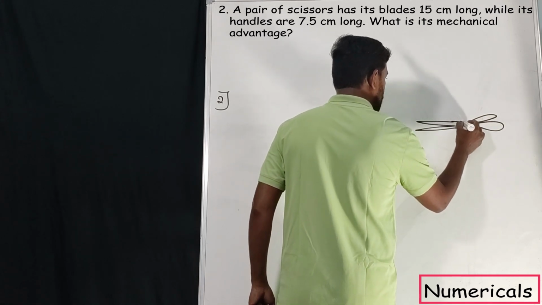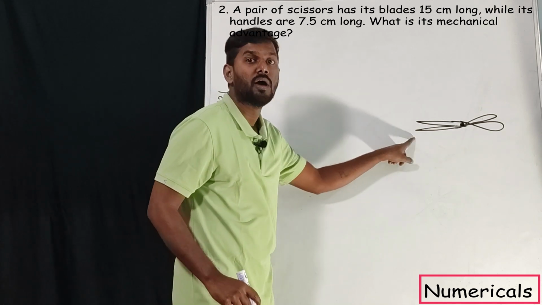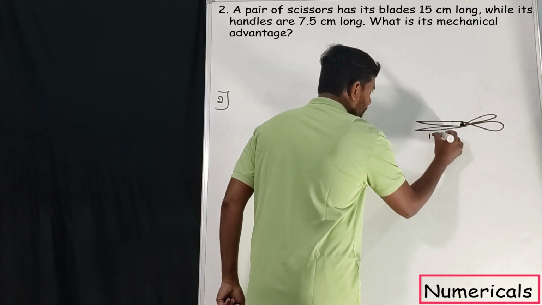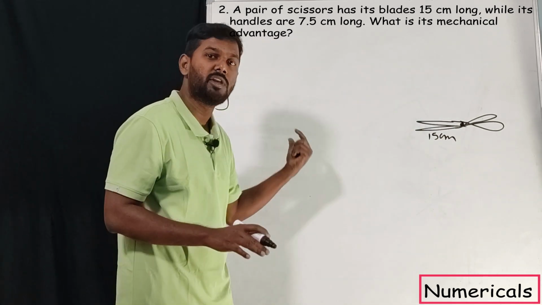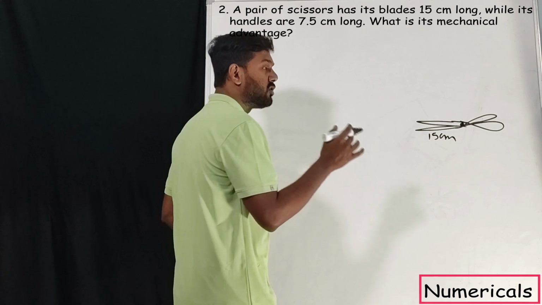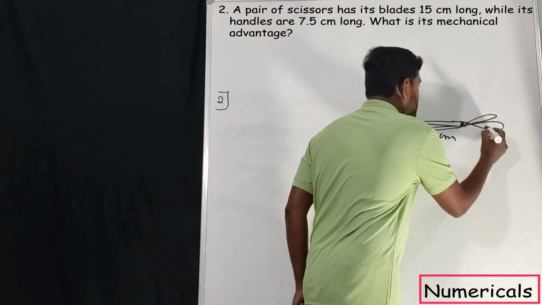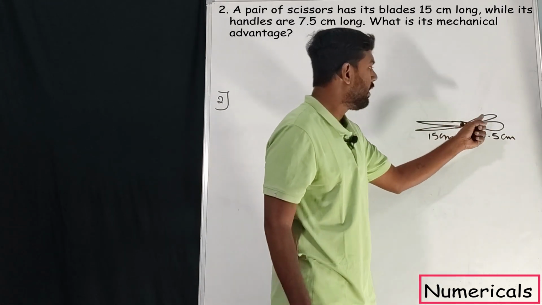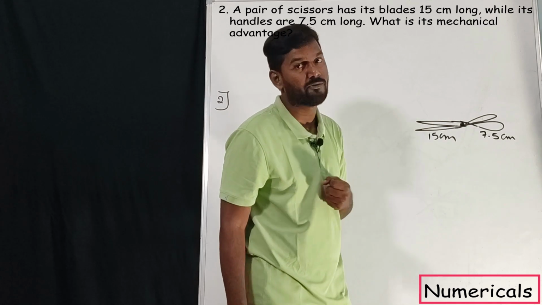Okay. Listen. A pair of scissors is 15 centimeter long. What is that? Blades. So these are called blades, right? See, this is why I am telling you, you need to understand the concept, then only numericals will be very easy. So next, they are talking about handles. Handles are 7.5 centimeter. Okay, now this is the handle, correct, where we are going to put the effort.